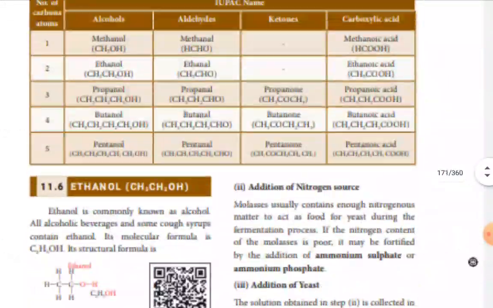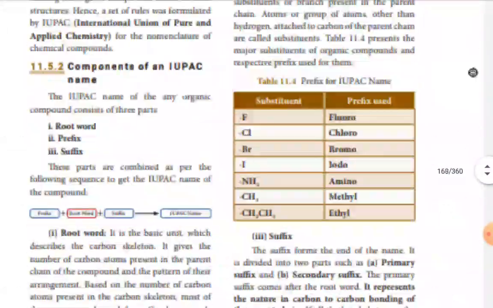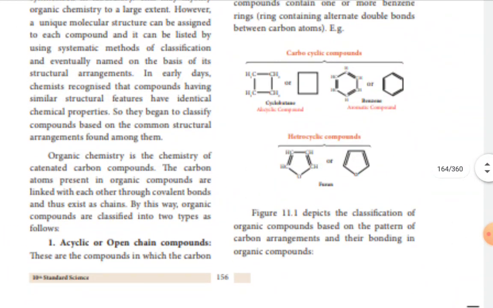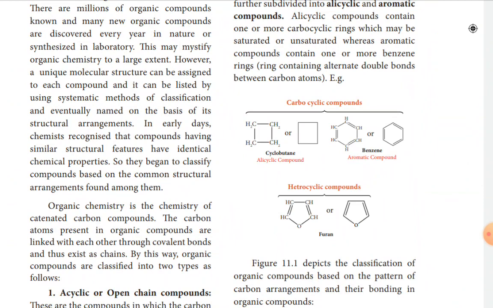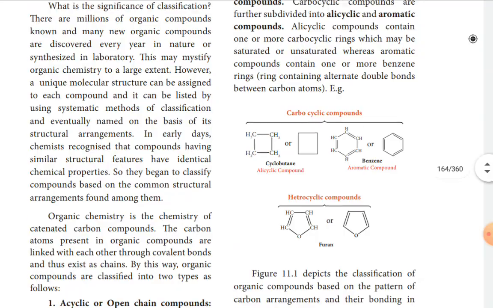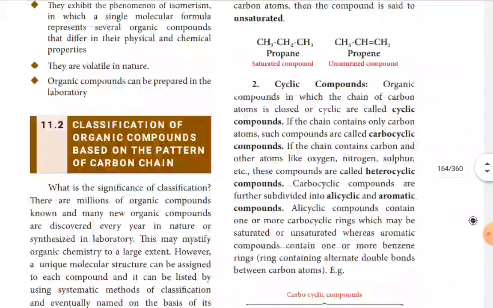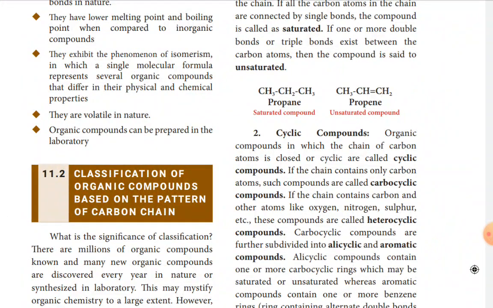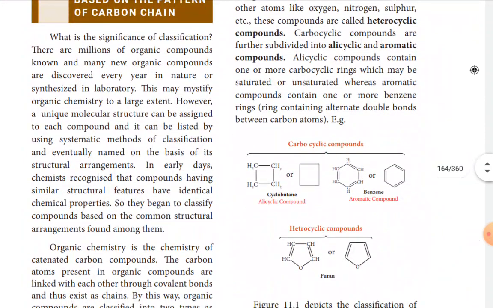That is the structure of benzene, cyclobutane. See page number 156, it is given. Cyclobutane, benzene, all these are closed chain, and furan. And propane is CH3, CH2, CH3. Then for all these you have to write the molecular formula and draw the structural pattern.